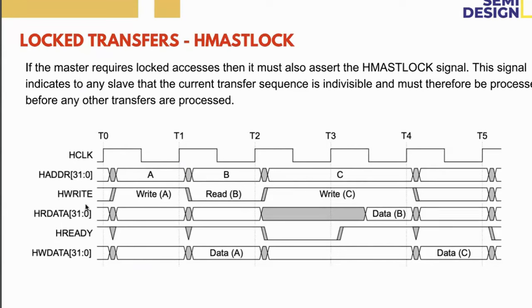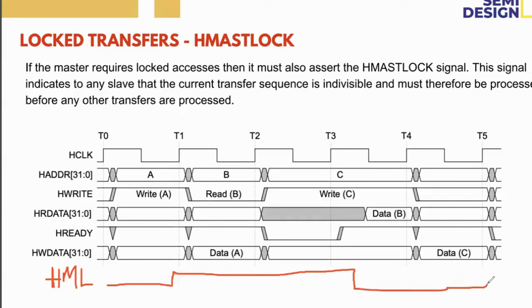Here there is no HTRANS lock. Okay, I will draw here. The HMASTLOCK signal will be there. Suppose this is the HMASTLOCK signal. It is doing multiple transactions here. Whenever HLOCK is high, this master is doing some transaction. Once HLOCK is low, it will go to the next transaction. Suppose here there is a sequence transaction, and here a sequence transaction, and the next transaction is idle.